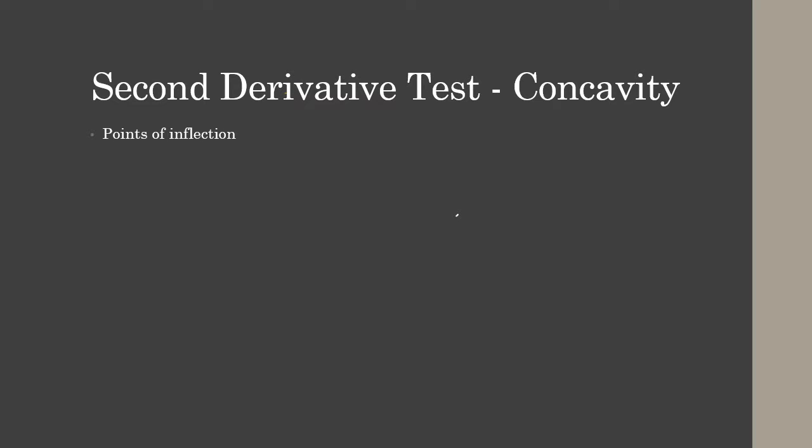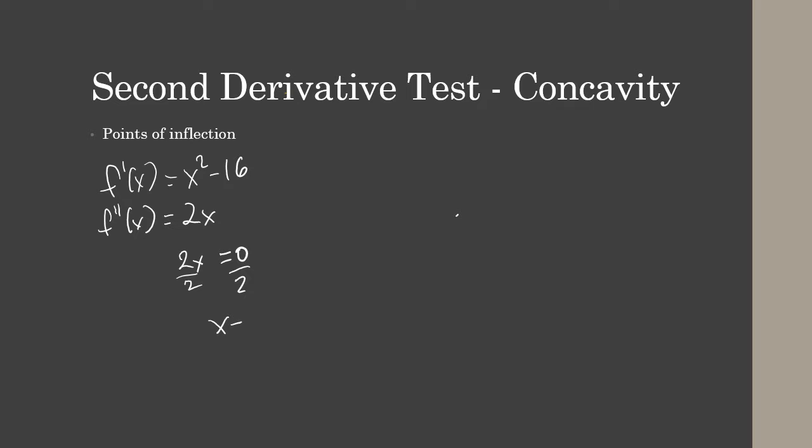Now we're going to do a quick walkthrough of a second derivative test. If we remember from our last example, we got that our first derivative, our f prime of x, was x squared minus 16. We then take the derivative once more for an f double prime of x to be 2x. And our next step is to set that equal to 0. All right, 2x equals 0. Luckily, if we divide each side by 2, we get that x equals 0, which gives us 1 point to test.